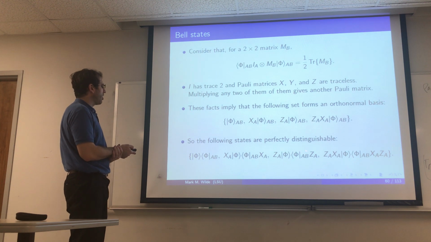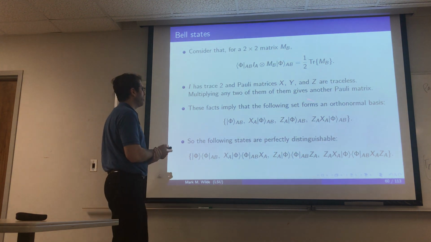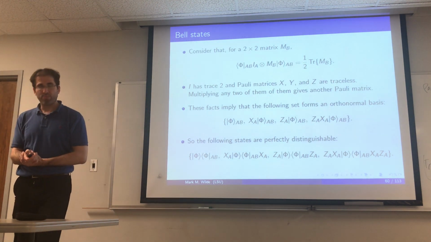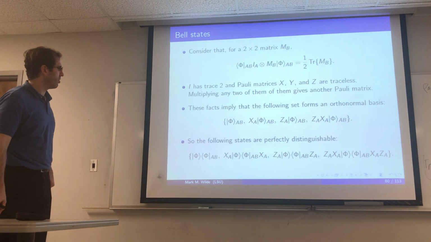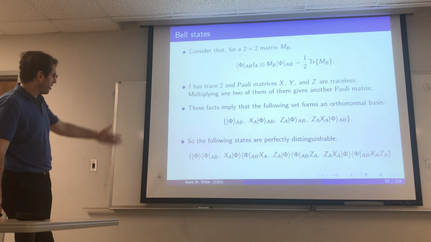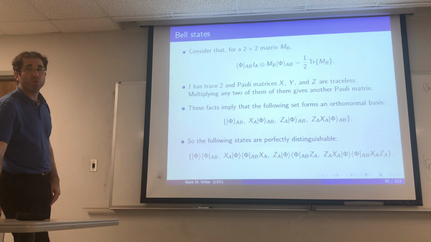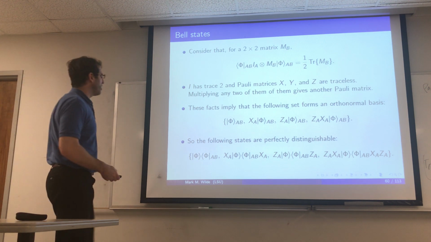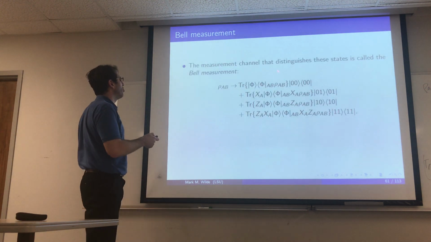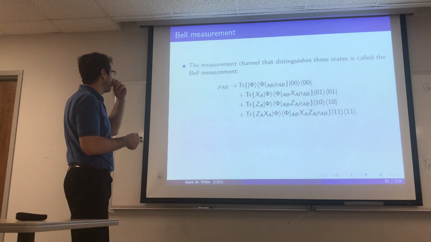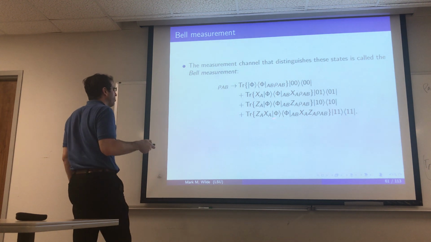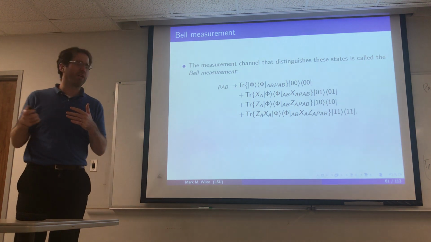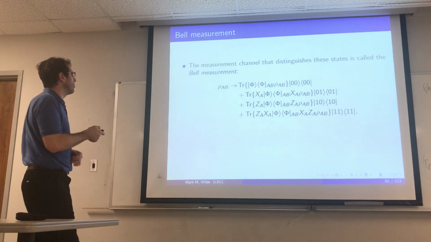Okay, so these states are orthogonal, right? That's what we were saying up here. If you multiply any of them, they'll work out to 0. So what does that mean? We said they're distinguishable. How are they distinguishable? By some measurement. Okay? So we can make a measurement channel that will distinguish these. That's called the Bell measurement. This is how we write it as a measurement channel. Previously we talked about measurement channels. This is a particular example.